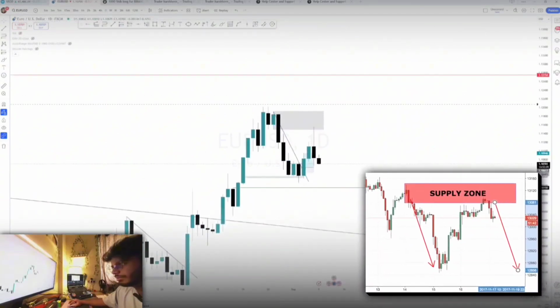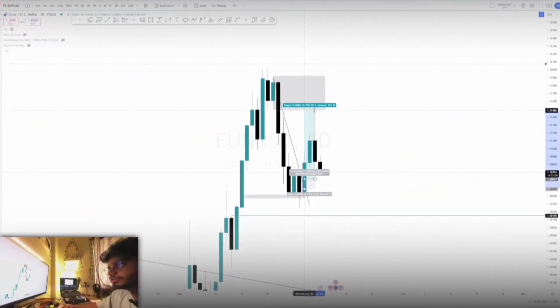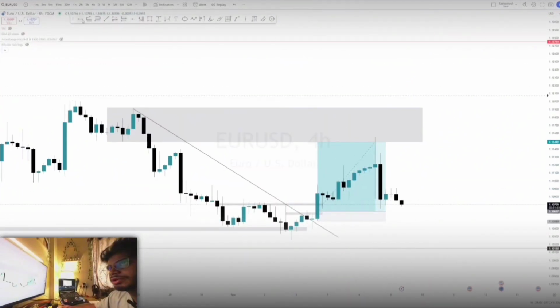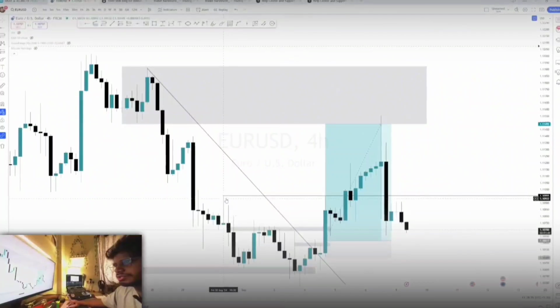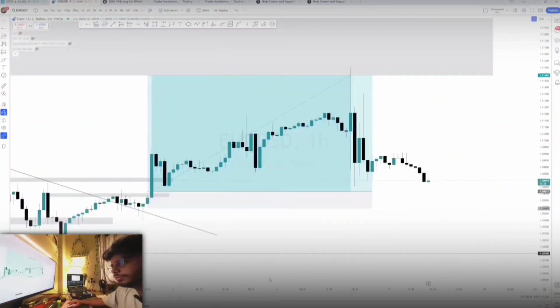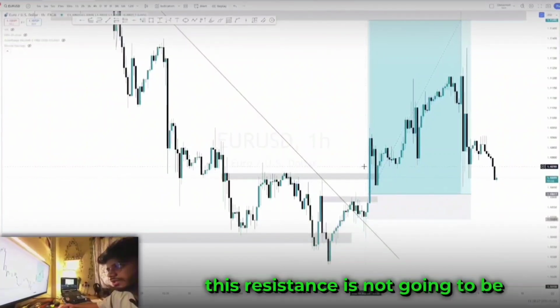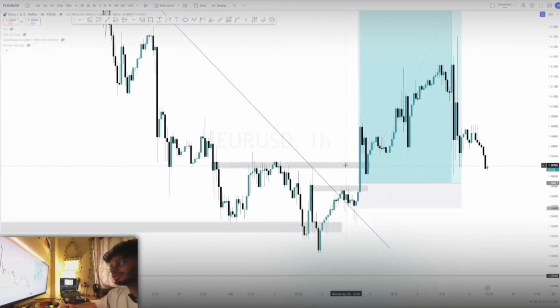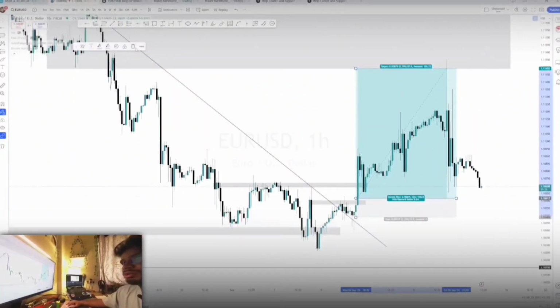If you will see that there was a supply zone here, the daily time frame very strong, so I kept my target at that supply zone. Partials, profit taking area were of course the swing highs. Every swing high is a good area for taking partials. Now the most common doubt which will be there is how I was confident that this resistance is not going to be respected, or I should have thought twice before taking this trade because there was a strong resistance here, right? Just think about this.